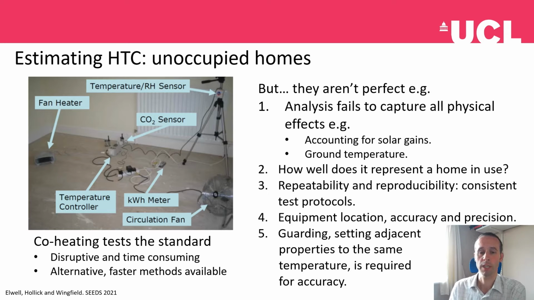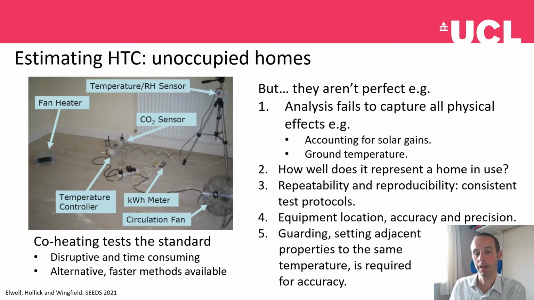Of course, the analysis may fail to capture the physical effects, such as not accounting for solar gains perfectly or the ground temperature. There's a big question here as to what you're trying to achieve by this. Are you trying to achieve the performance of a home in a state in which it could never be used or would never be used by an occupant, or do you actually want to represent the use of a home much better, for example, without big fans blowing?